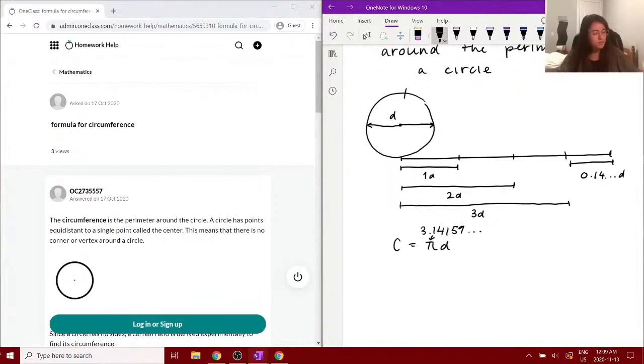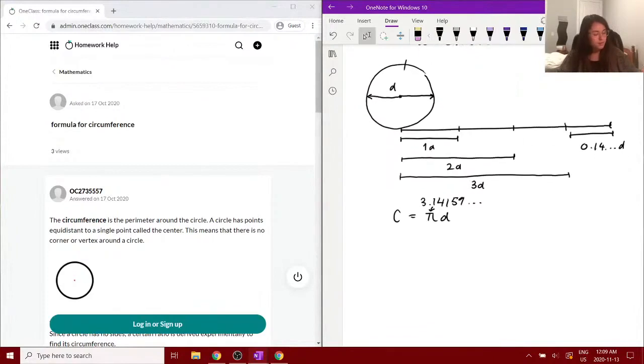Okay, so remember, if you were to take a string or something and make it into the shape of a circle and then cut it and stretch it out, you'll be able to find that this circumference is equal to pi times the diameter.